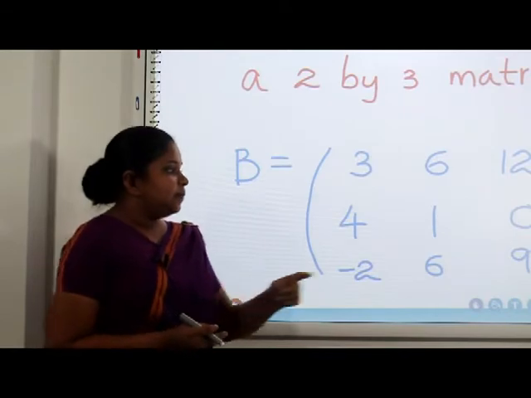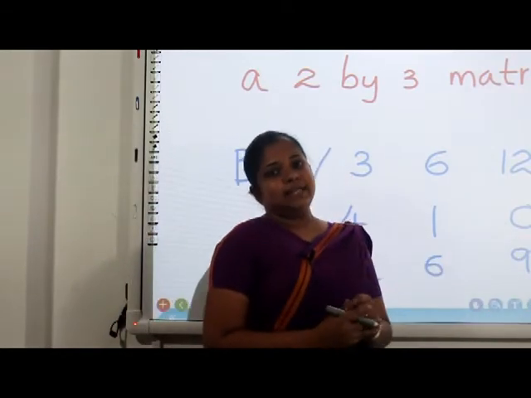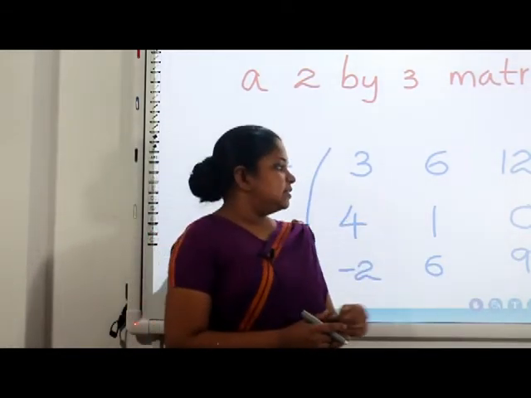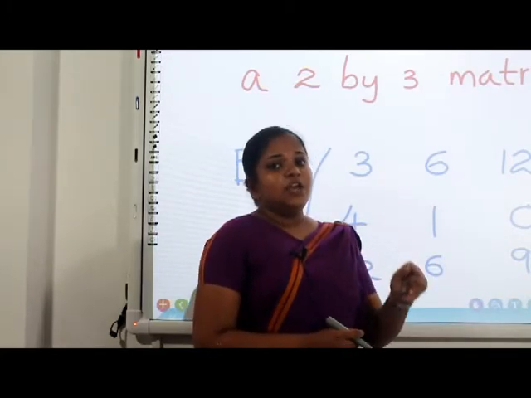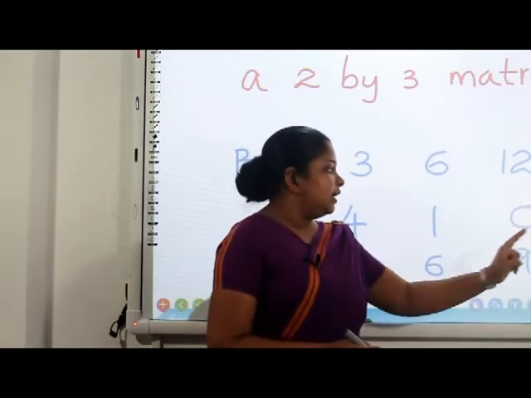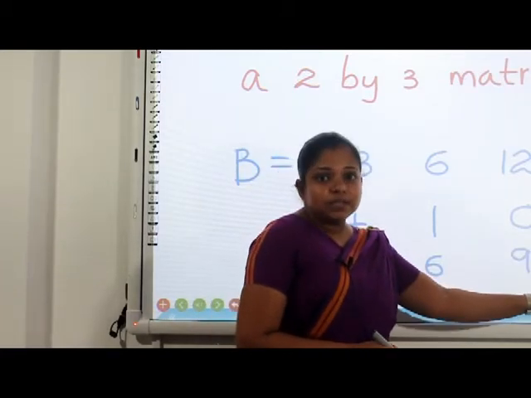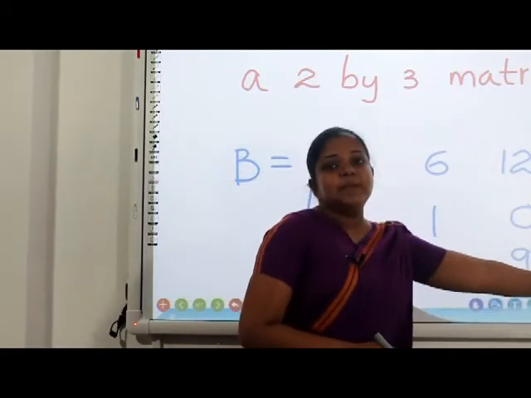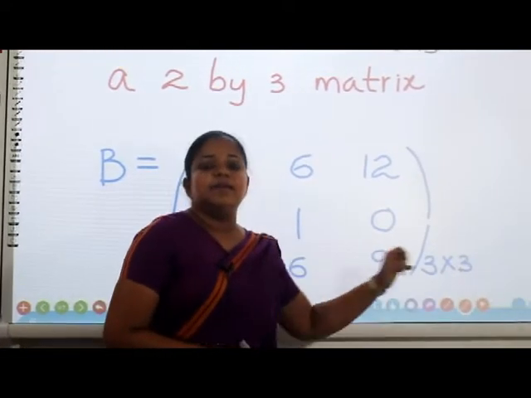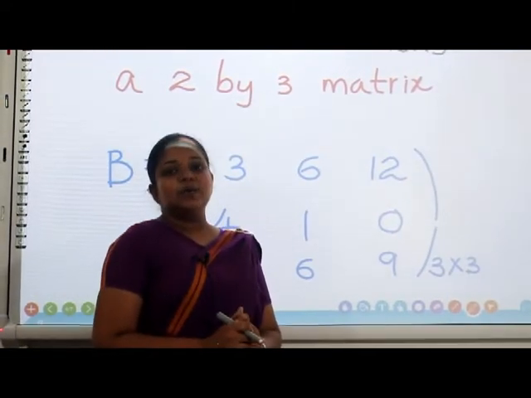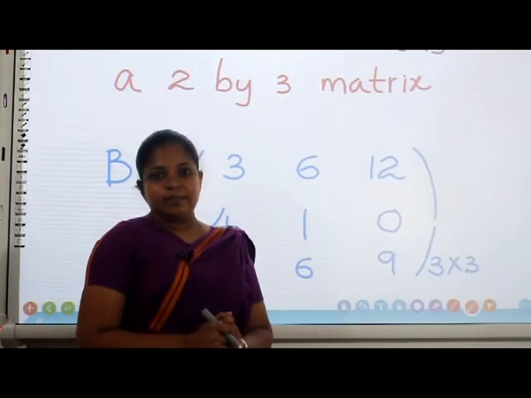And here is the order of the matrix. Order can be written as the product of rows and columns. You have to make sure that you write the number of rows first. Rows by columns. The number of rows comes first and then number of columns. This is how you have to write the order of a matrix.